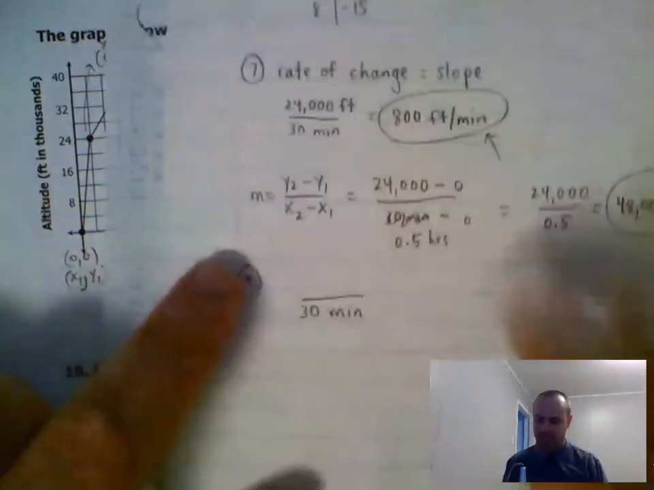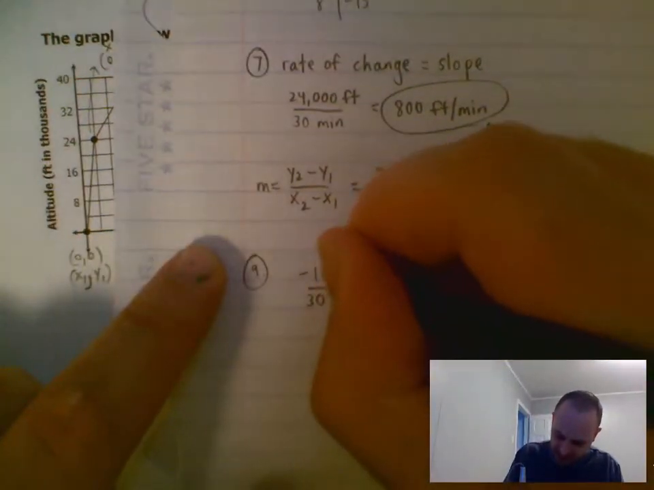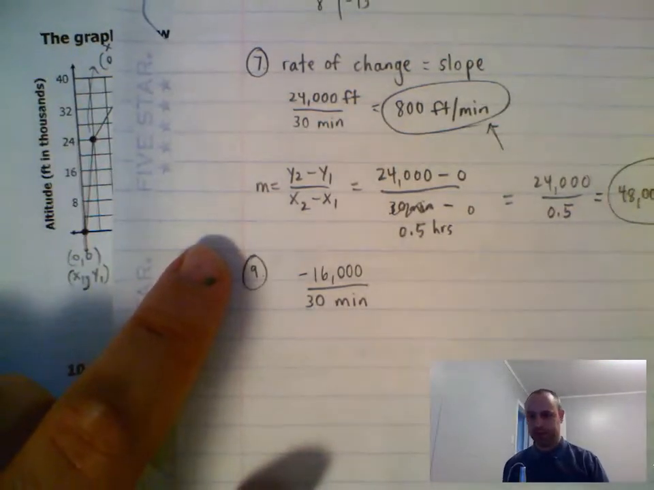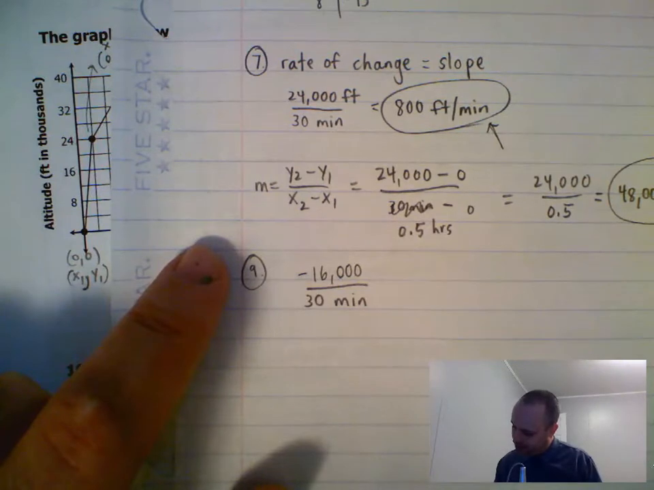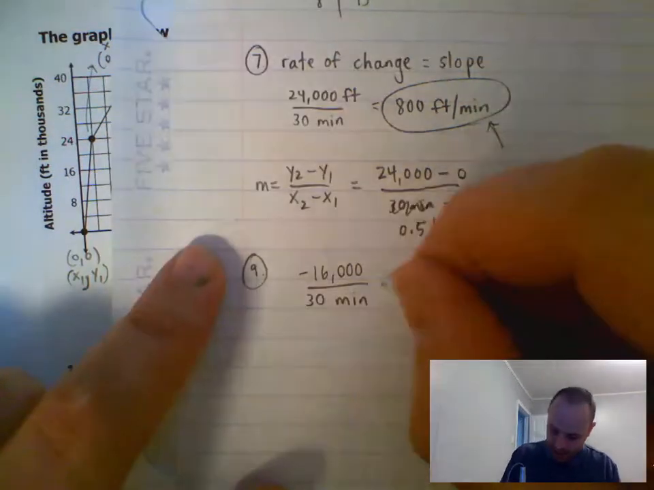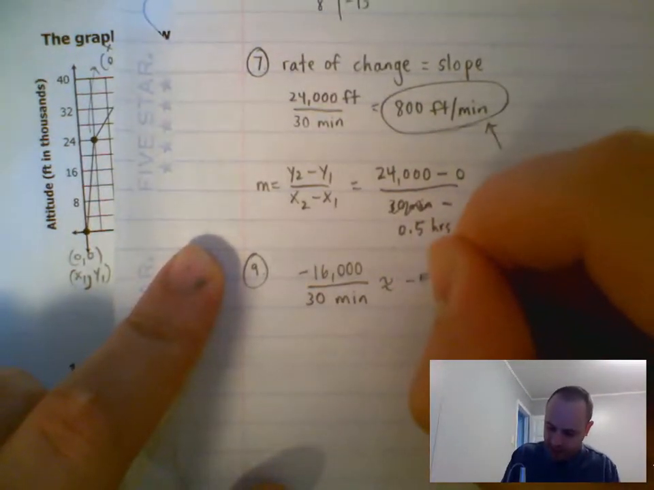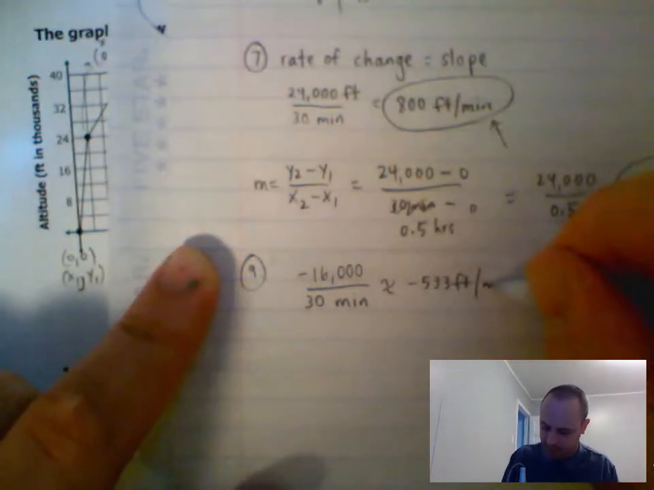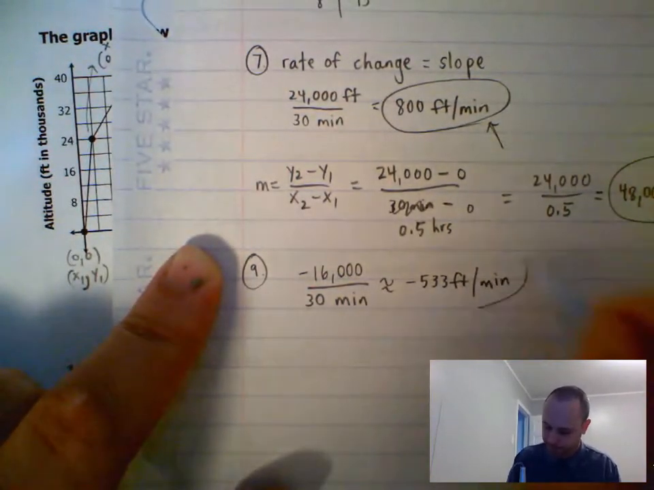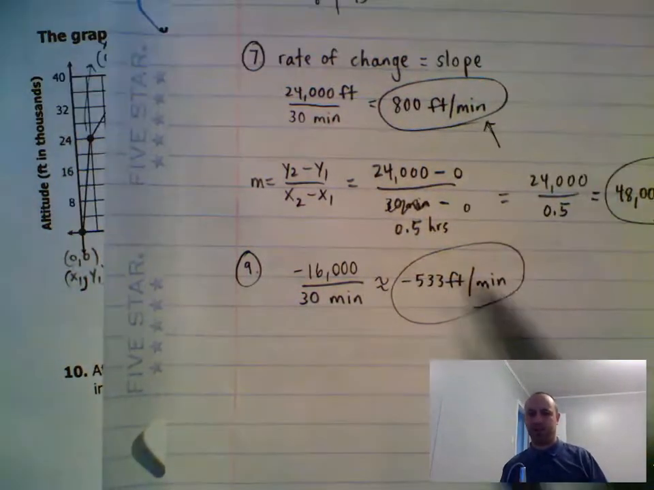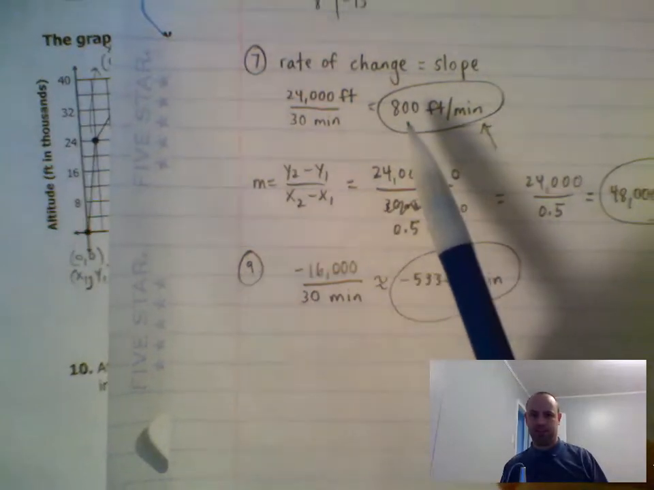And it dropped 16,000. So that's going to be negative 16,000 because it dropped, right? So if I take 16,000 divided by 30, that's about negative 533 feet per minute. Okay, so it's dropping. When it's descending, the plane is dropping. When it's ascending, the plane is rising.